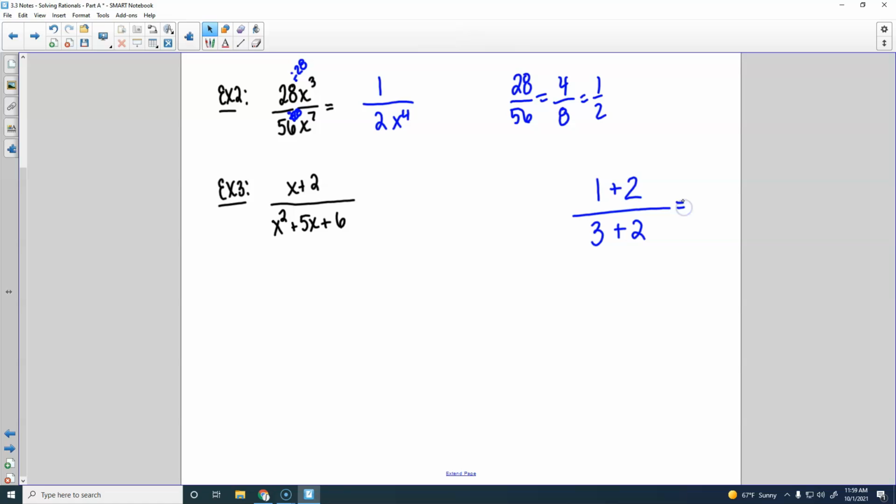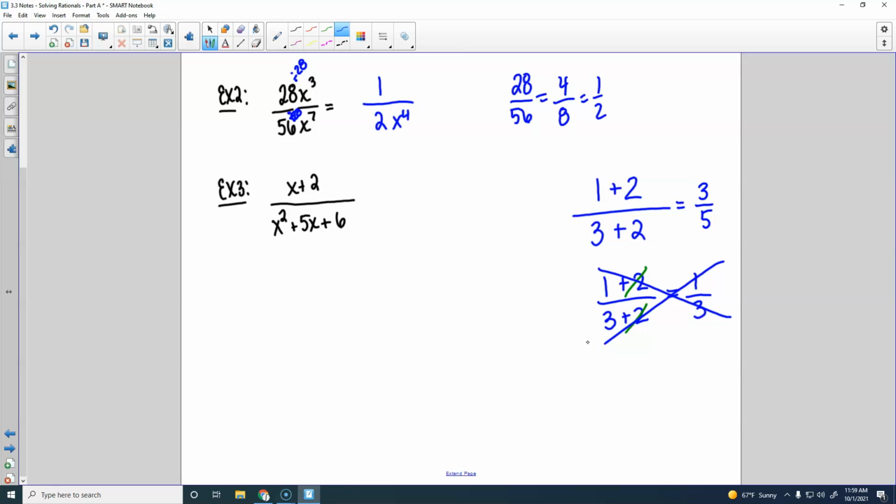What do I get when I do 1 plus 2 over 3 plus 2? We get 3 fifths. We're all okay with that, right? Just add the top, add the bottom. Alright, so here's what some students want to start doing when I start throwing x's in there. They want to say, oh look, there is a 2 in the top and bottom. I'm going to cancel it. And so if I cancel it, I get 1/3. Is that right? That's terribly wrong.